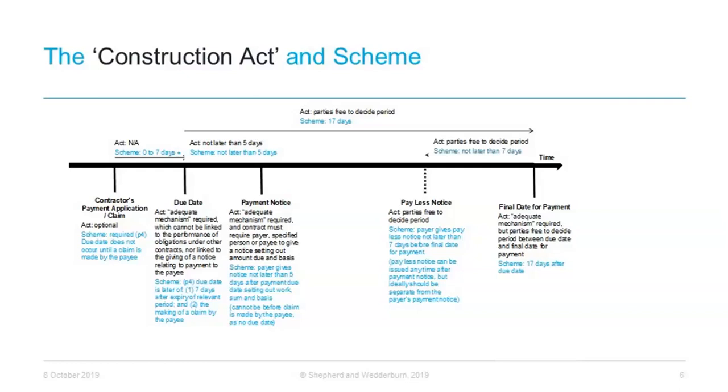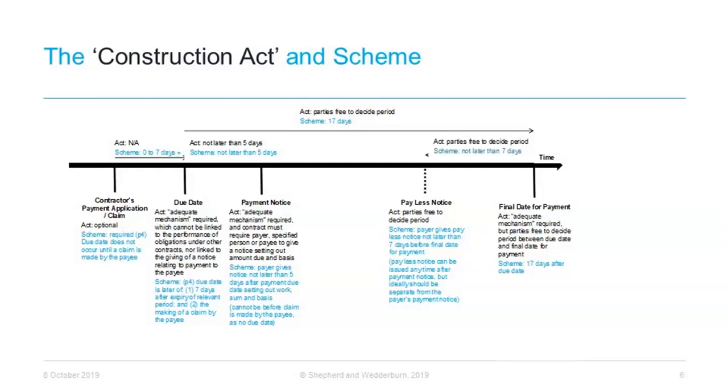The Act is not prescriptive on the duration for the final date for payment, so parties are free to agree whatever period is appropriate for their contract. If parties fail to provide for a final date for payment under the scheme, the final date for payment is 17 days after the due date, which is usually only 12 days after the payment notice is issued. As these timescales are pretty tight, parties should ensure their final date for payment is drafted clearly to avoid the scheme applying where such timescales would be problematic.